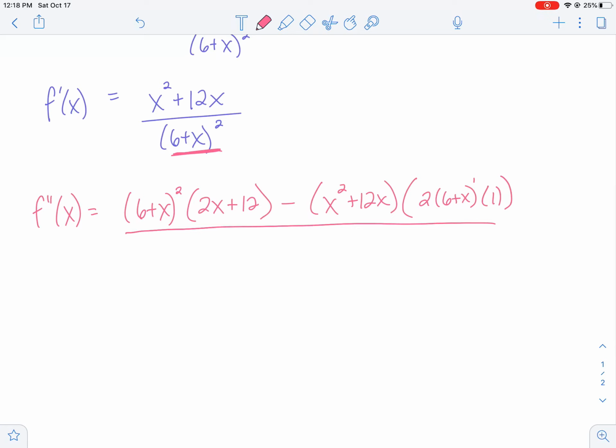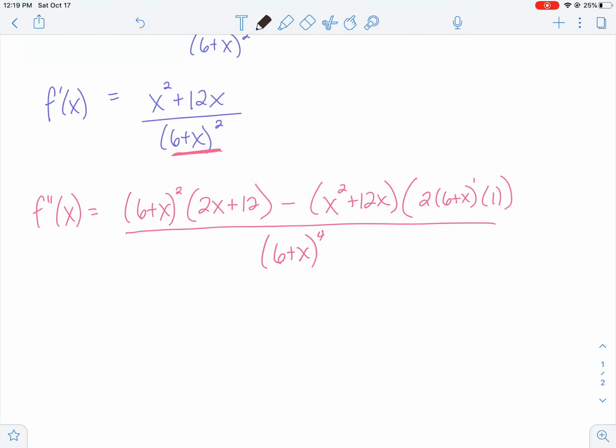That's the bottom times the derivative of the top minus the top times the derivative of the bottom over the bottom squared. And since it was squared and I'm going to square it again, I really multiply the exponent, so I would really get the 6 plus x to the 4th power.